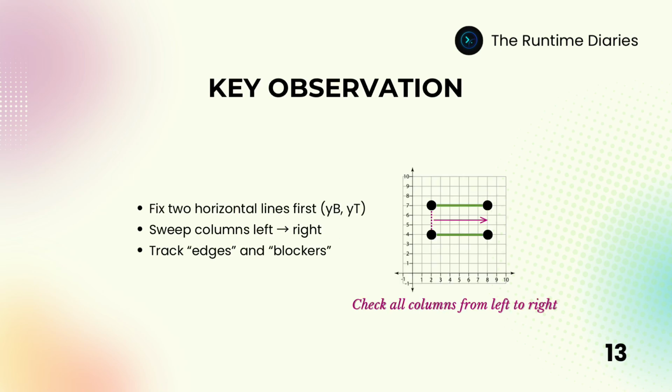The first major insight is this. Instead of checking every possible box independently, we can fix 2 rows, a top and a bottom Y, and then sweep left to right across the columns. This way, we only handle columns once per row pair. It's like looking at the world through horizontal bands and asking, within this band, which columns could start and end a valid rectangle.